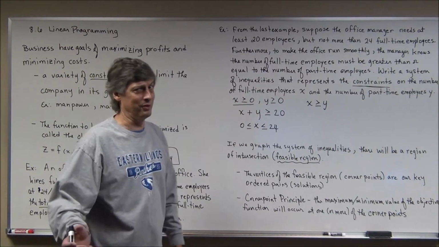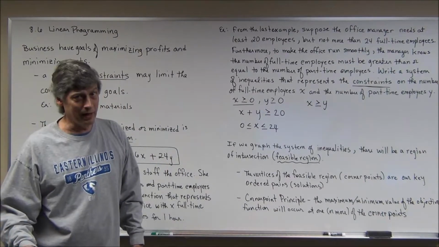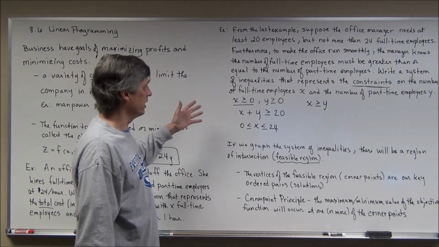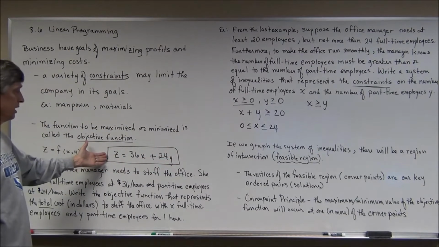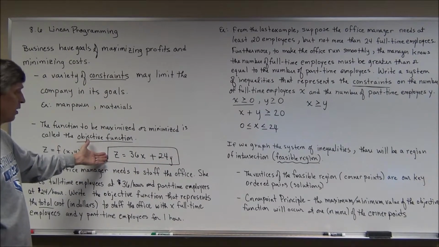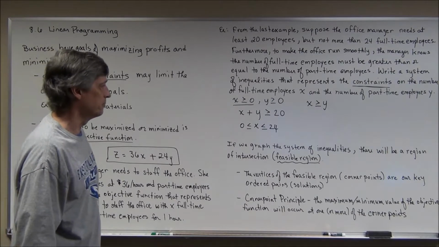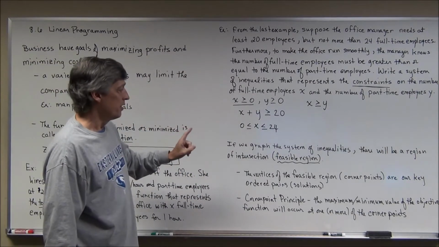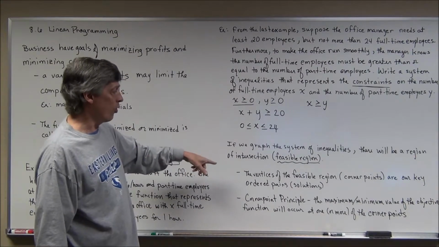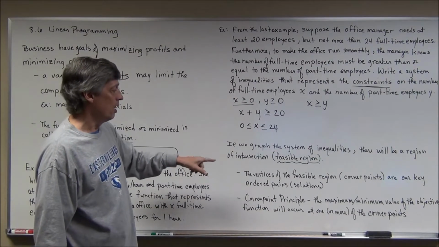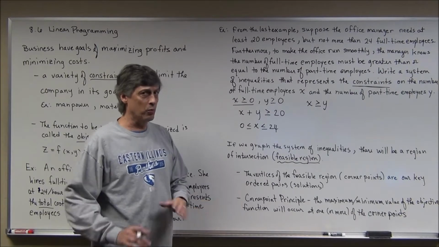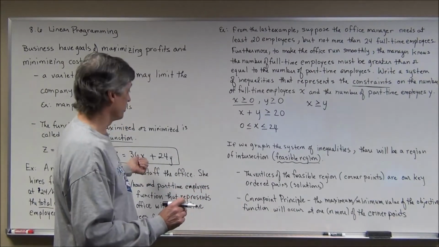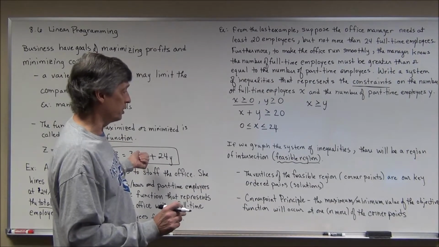Now you say, well, there's infinitely many ordered pairs in a region like that. We can't plug them all in to figure out, going back to here to our objective function to figure out which one is going to minimize the cost. We don't have to. That's the good news. The vertices, or the corner points of the feasible region, are the only ordered pairs that we're interested in, because they're the key to finding the solution to minimize or maximize our objective function.